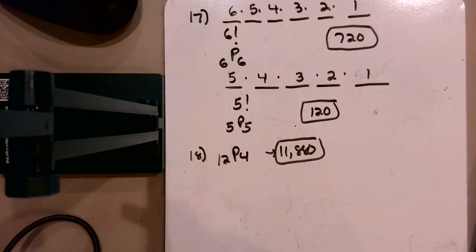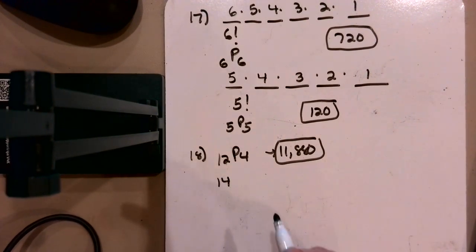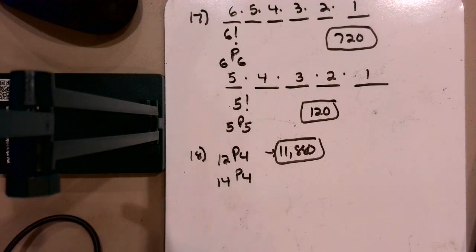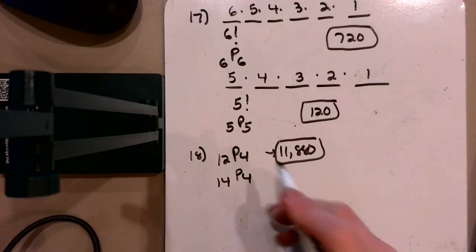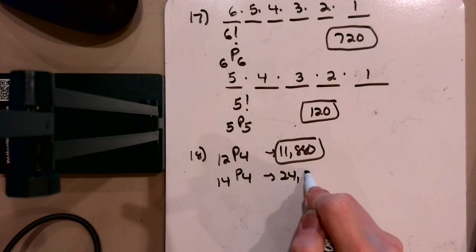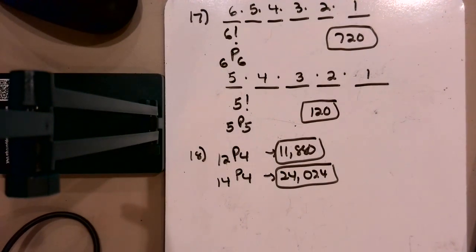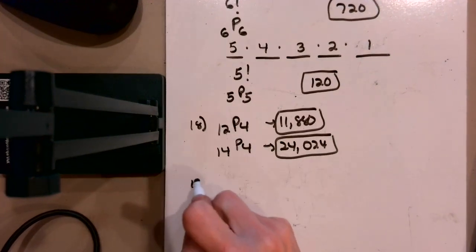The other version of that question, you have 14 members in a committee, and you want to choose the president, vice president, secretary, and treasurer. So that's 14P4 because order matters when they have different jobs. So if I do 14 permutation 4, I'm going to get 24,024 possible ways to choose 4 people from 14 when they have different jobs, so order matters.